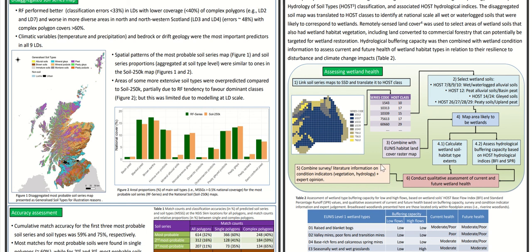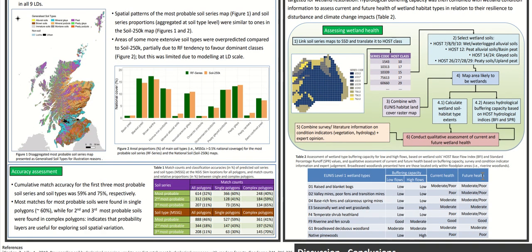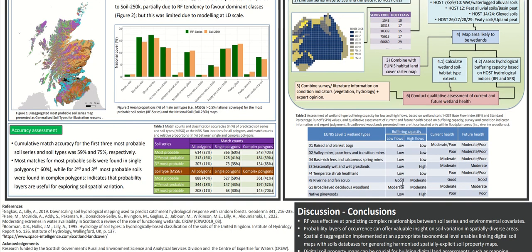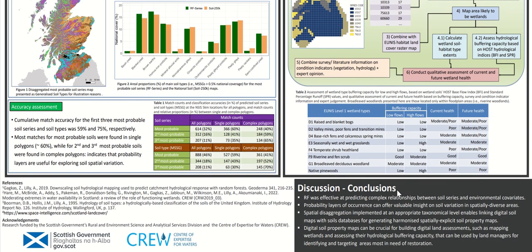Then this was combined with survey and literature information in order to conduct a qualitative assessment of current and future wetland health related to their hydrological functioning and their capacity to buffer hydrological extremes of high and low flows. The table here presents results of this kind of assessment, and you can find more information in the project's report.